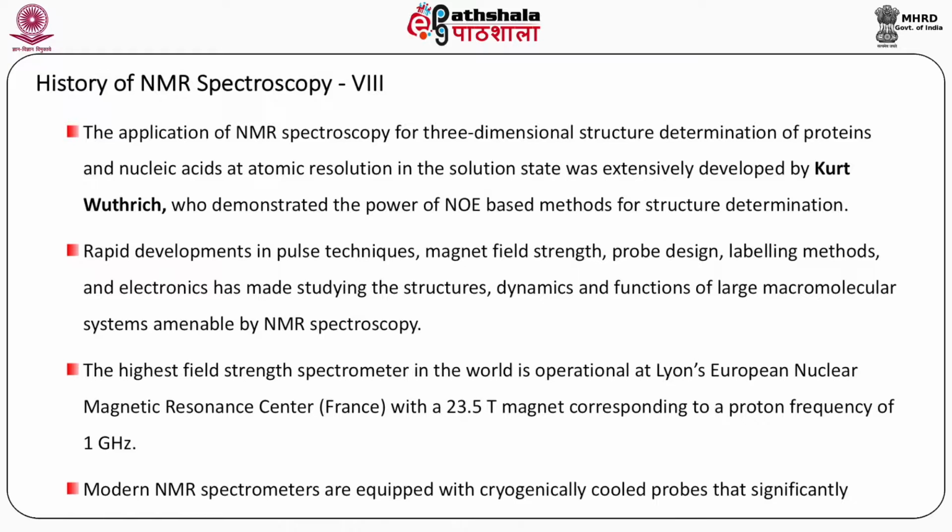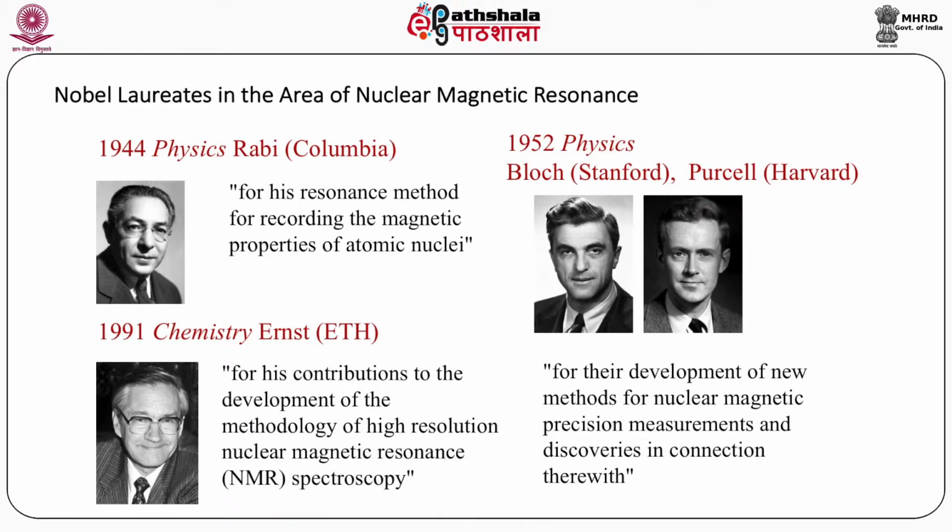Modern NMR spectrometers are equipped with cryogenically cooled probes that significantly increase the sensitivity. So here you see the Nobel laureates in the area of nuclear magnetic resonance. You have Isidore Rabi, who got the Nobel Prize in Physics in 1944 for his resonance method for recording the magnetic properties of atomic nuclei, which was followed by the 1952 prize in physics to Felix Bloch and Edward Purcell. Bloch was at Stanford and Purcell at Harvard.